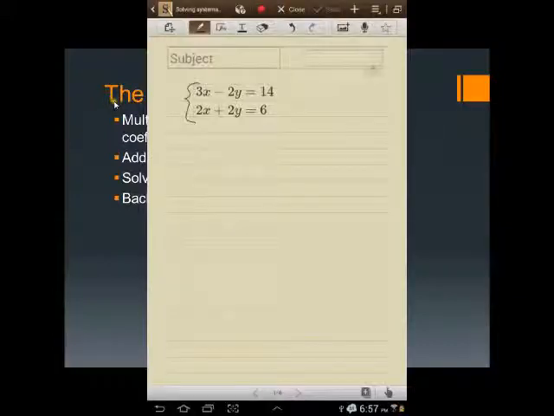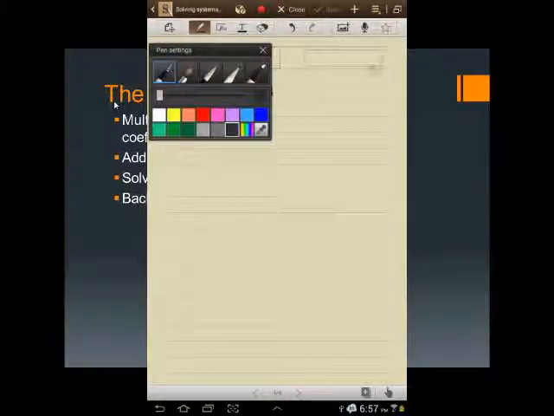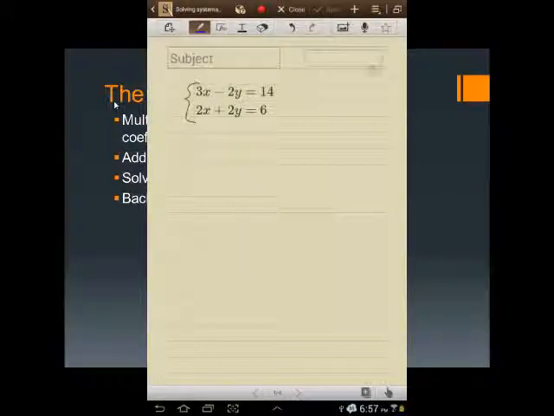Alright, so let's go to some examples. Hopefully you can see this. I have the system 3x minus 2y equals 14 and 2x plus 2y equals 6. Let's start with blue. Now, step one was you needed to get opposite coefficients. Luckily, in this particular problem, I have a negative 2y and a positive 2y, so I already have opposites.